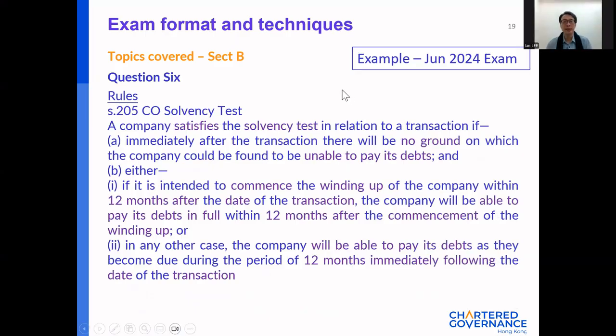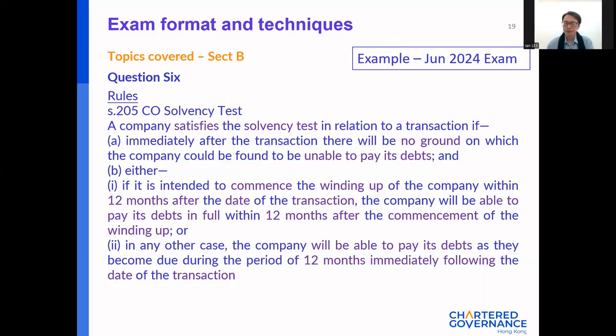Okay, so what is the solvency test? So a company satisfies the solvency test if part A, immediately after the transaction, there will be no ground on which a company could be found to be unable to pay its debts. Okay, so it's very important to show that by doing this particular transaction, for example, reduction in capital, would not result in a situation where the company cannot repay its debts. So if you took all the money away and cannot repay its debts, you already failed the first part of the solvency test.